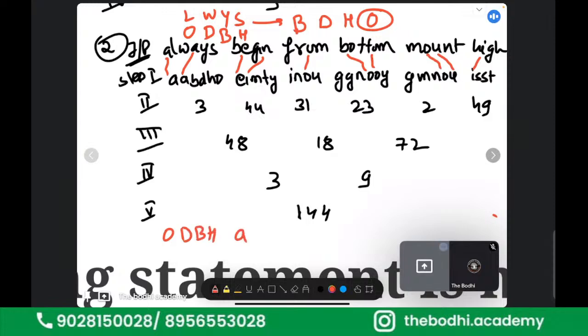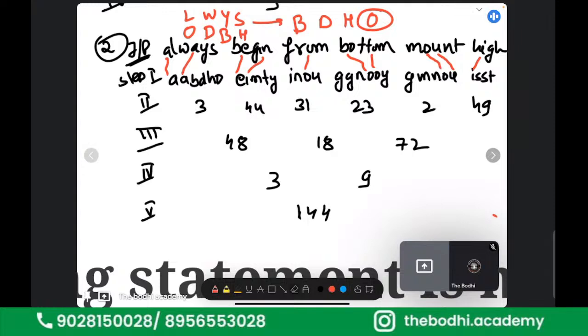And two vowels, that is A, A. Now how to write that? We have to write in an increasing order: A, A, B, D, H, O. That means first you have to convert the consonants into the opposite letters, and then write the converted consonants and the vowels in an increasing order. So first was A, A, B, D, H, O.